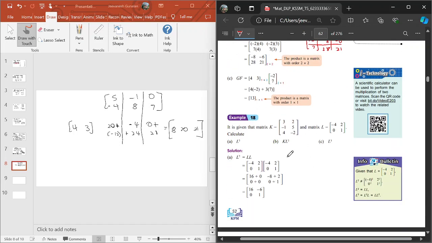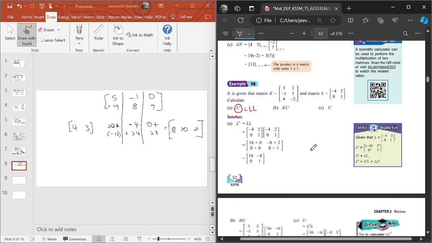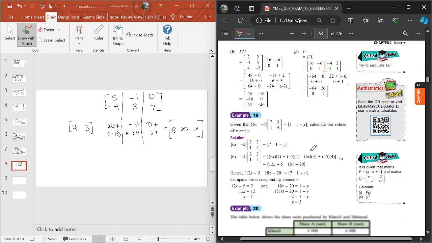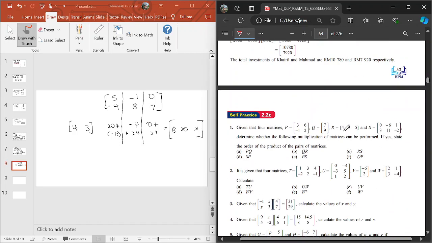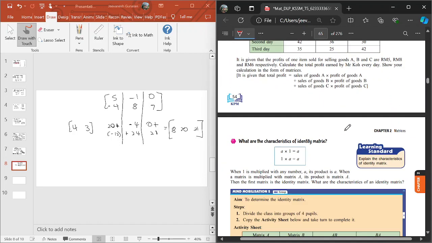And by the way, if they say L square, it basically means L multiplied with L. It's the same thing, just the normal multiplication, but if they say square, just multiply with the same thing.